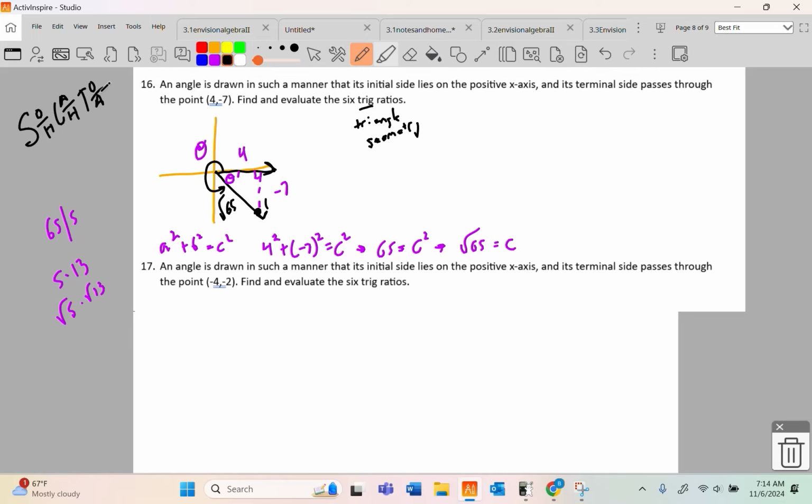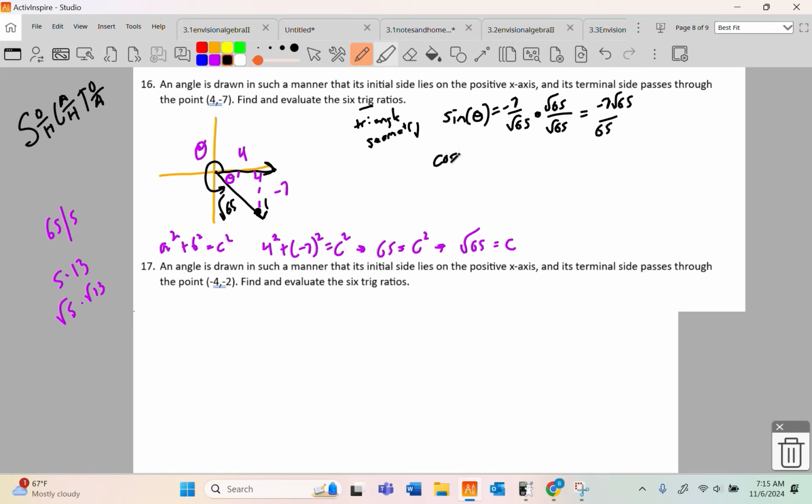Anywho, SOHCAHTOA. So if I'm here and I'm doing the sine ratio, I'm going to be opposite over hypotenuse. I didn't call the angle anything, did I? All right, so we'll just call it theta. Sine of theta is opposite, negative 7, over root 65. And some guy 400 plus years ago said, let's make this harder. No radicals in the denominator. And a radical times itself is the number inside, always has been, always will be. Negative 7 times root 65 is negative 7 roots of 65.